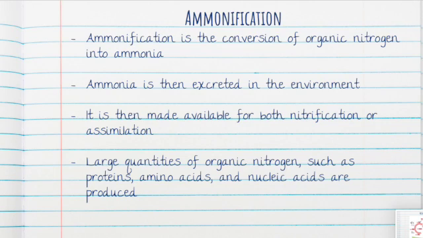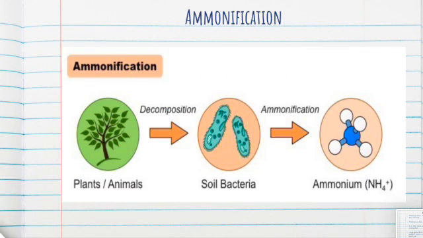Ammonification. Ammonification is the conversion of organic nitrogen into ammonia. Ammonia is excreted into the environment. It is then made available for both nitrification or assimilation. Large quantities of organic nitrogen, such as proteins, amino acids, and nucleic acids are produced. And here is a diagram of this process, in which organic nitrogen is being converted into ammonia. First, plants and animals will decompose into soil bacteria, which will then be converted into ammonia.